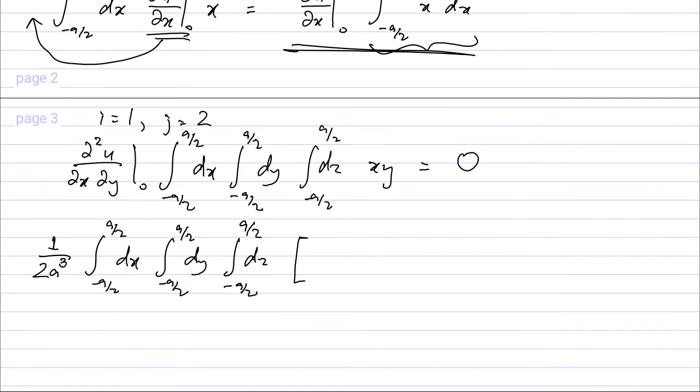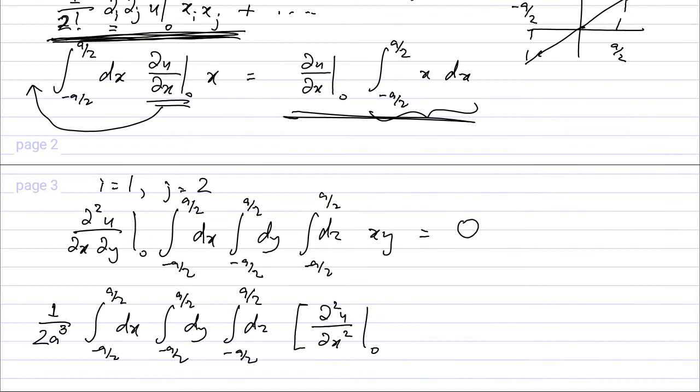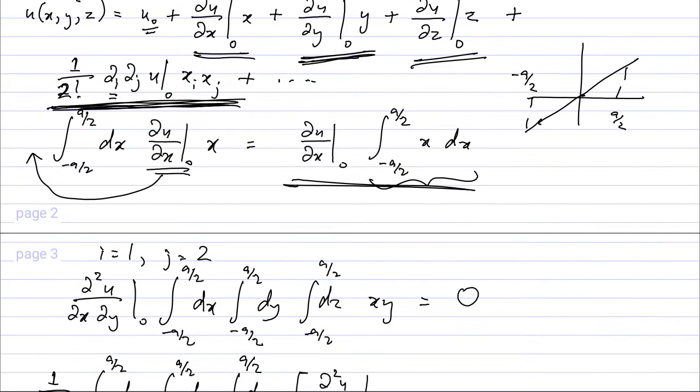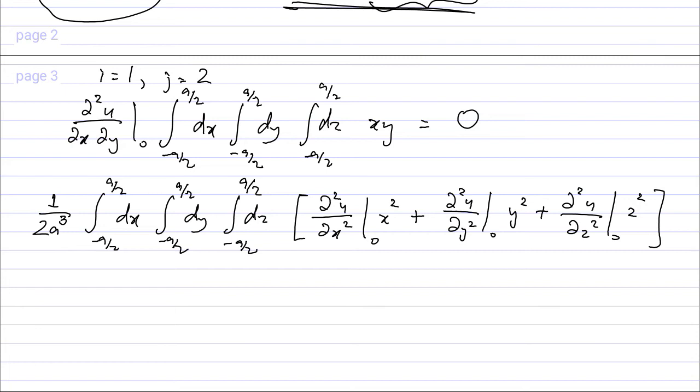And you have the second derivative of u with respect to x at the origin, and you have over here i is equal to 1 and j is equal to i, so j is also equal to 1, so you have x square over here, plus the term with y square, plus the term with z square. That's what you have, okay. So you have these 3 integrals. You can chop this up into 3 integrals. Let me just do the first one.